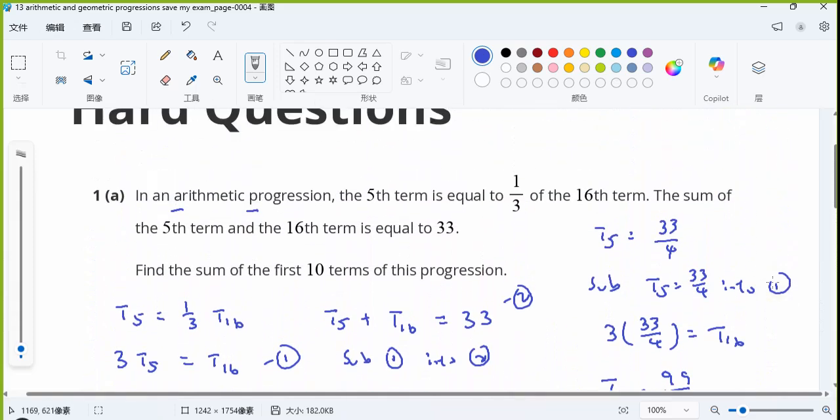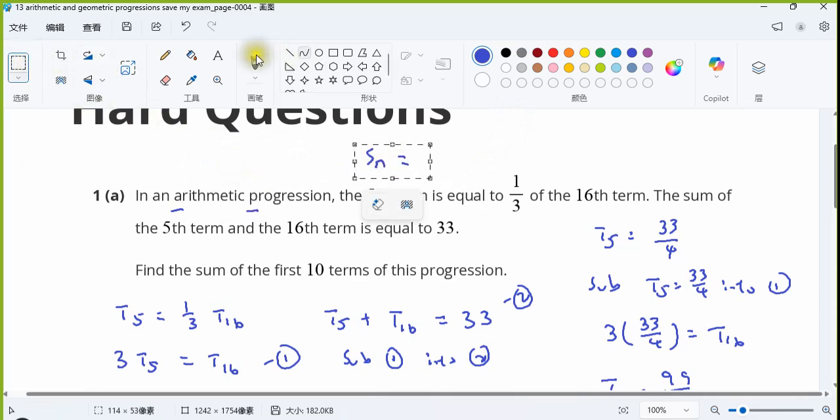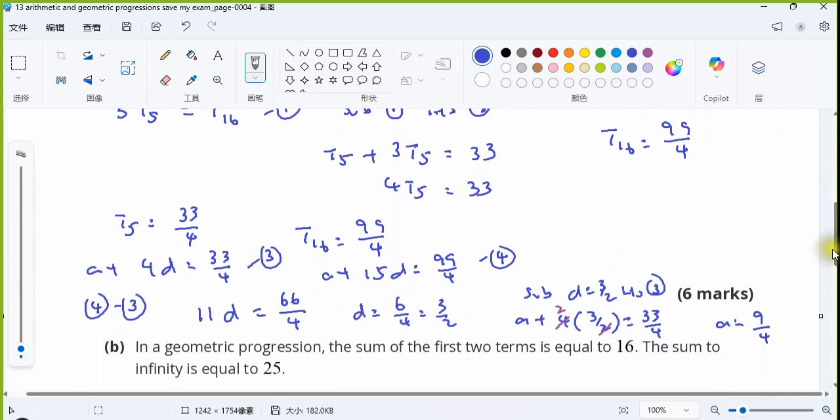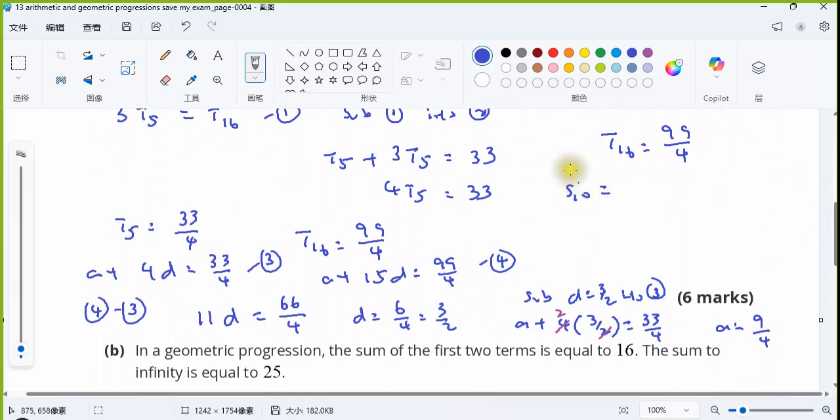Okay, so the question asks us to find S10. So we know that for an AP, Tn is A plus (n minus 1)d, and Sn is n over 2 times (2a plus (n minus 1)d). So the question asks us to find S10. So S10 will be 10 over 2 times (2 times 9 over 4 plus 9 times d), where d is 3 over 2.